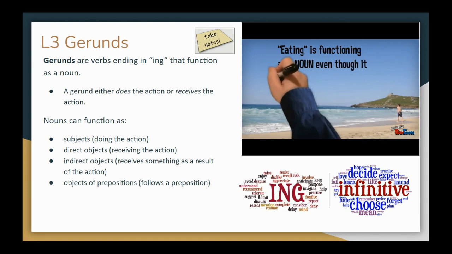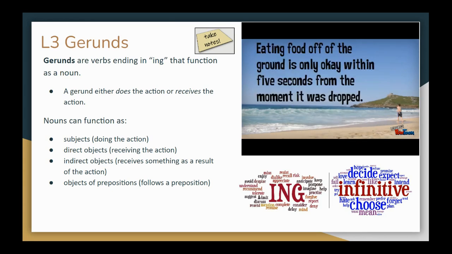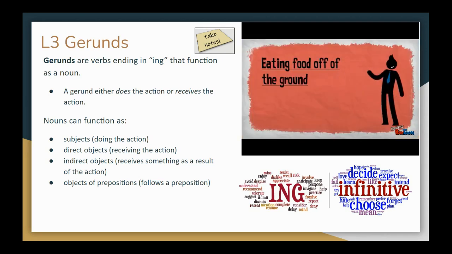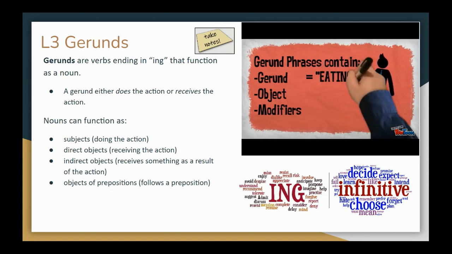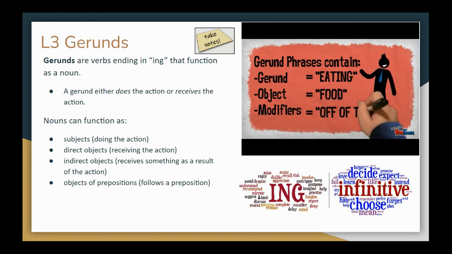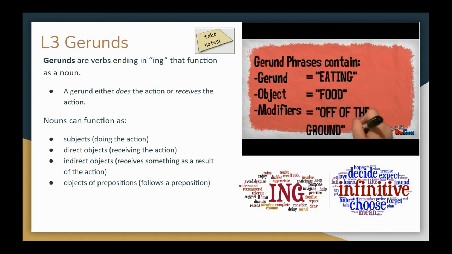Let's go back to our first example in order to locate the gerund phrase. Eating food off of the ground is only okay within 5 seconds from the moment it was dropped. Eating food off of the ground would be the gerund phrase in this example. A gerund phrase consists of a gerund, its object, and all modifiers. In our example, eating is the gerund, food is the object of the gerund, and off of the ground is the modifier.